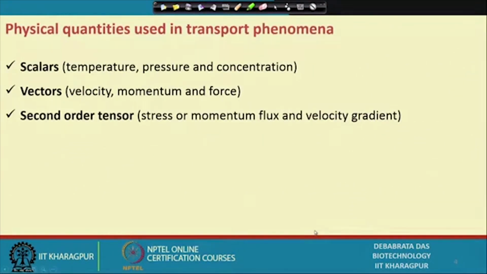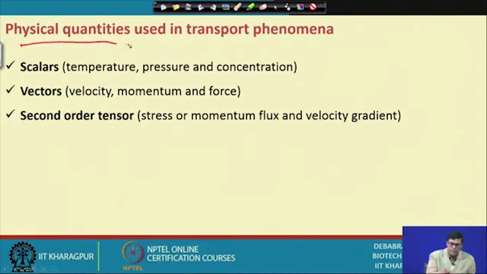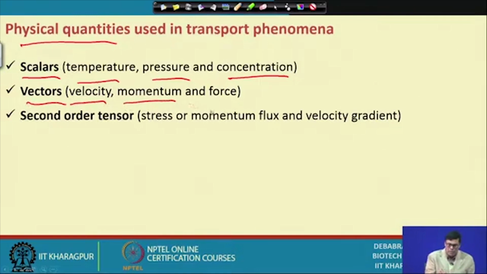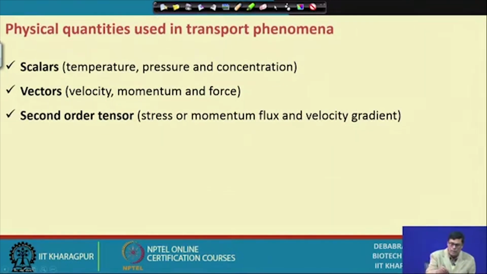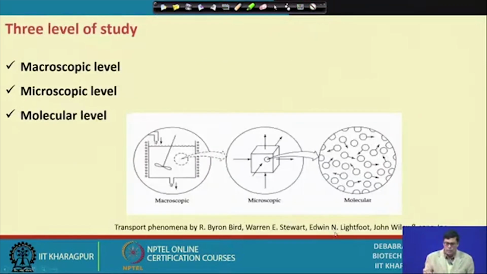Now when you try to solve it, we come across different physical quantities. Am I right? Scalar means it has only a value, for example temperature, pressure, and concentration. Vectors have direction, such as velocity, momentum and force. And second order tensors are the stress or momentum flux and velocity gradient. So these are the different quantities we will be using in describing transport phenomena.